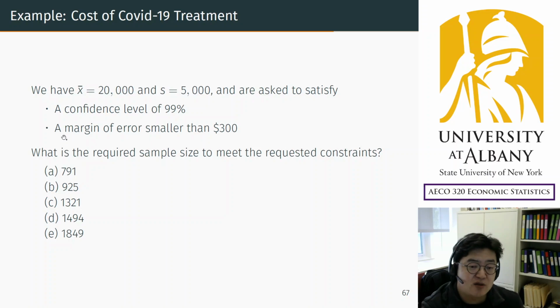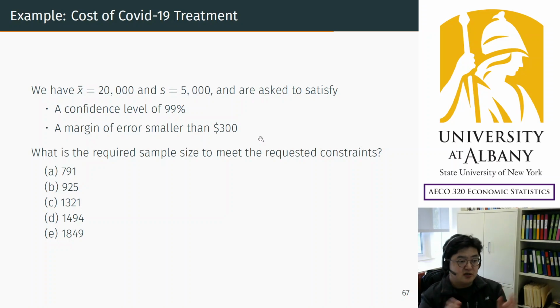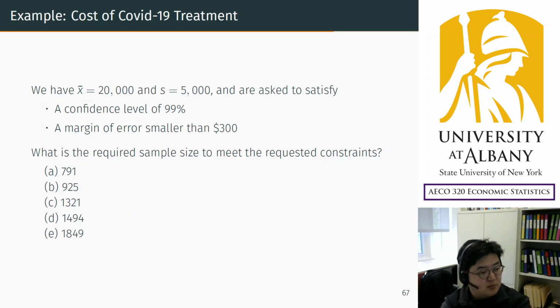Then I will ask you an even harder task. Okay, that was not that satisfactory. I'd like to reduce the margin of error to even smaller than $300. Then, how much sample size would you need? Do it by yourself. Calculate the number. You will need a calculator. Using a calculator is always okay with me. Try this.